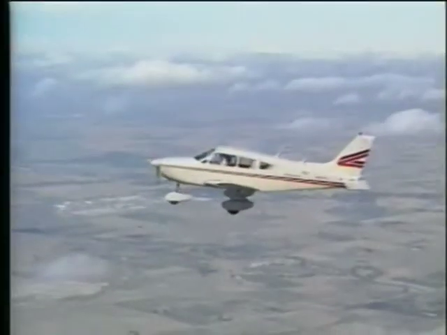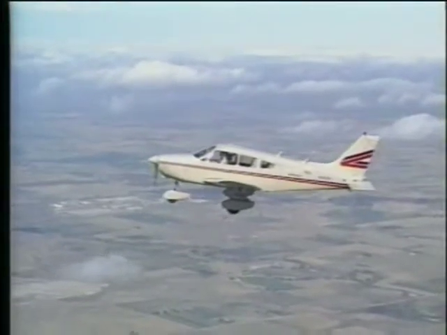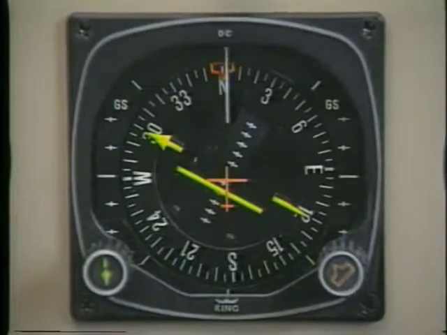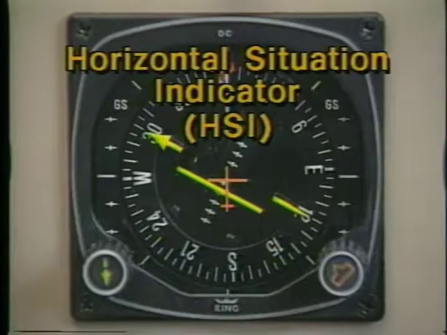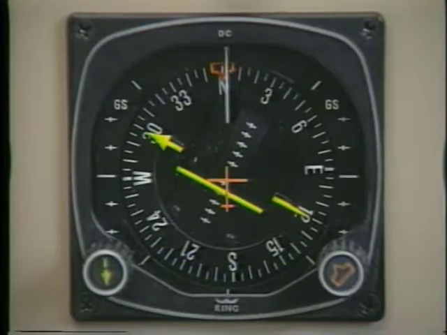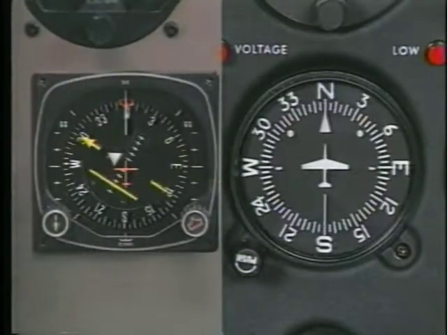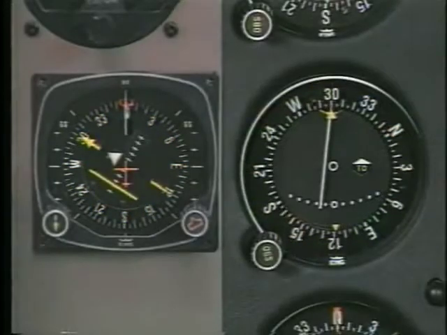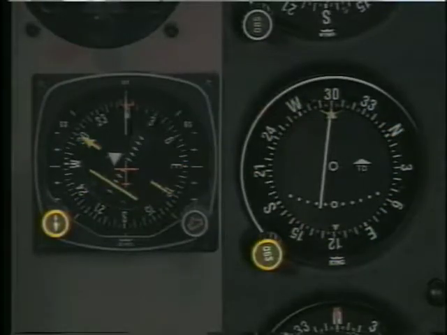Another way to increase your navigation capabilities is through use of specialized instruments. One such instrument is the Horizontal Situation Indicator, or HSI. It combines the functions of 2 instruments in one display. Its movable compass card works like a heading indicator to give you magnetic heading information. The other elements work like a VOR indicator to help you maintain your orientation to the station.